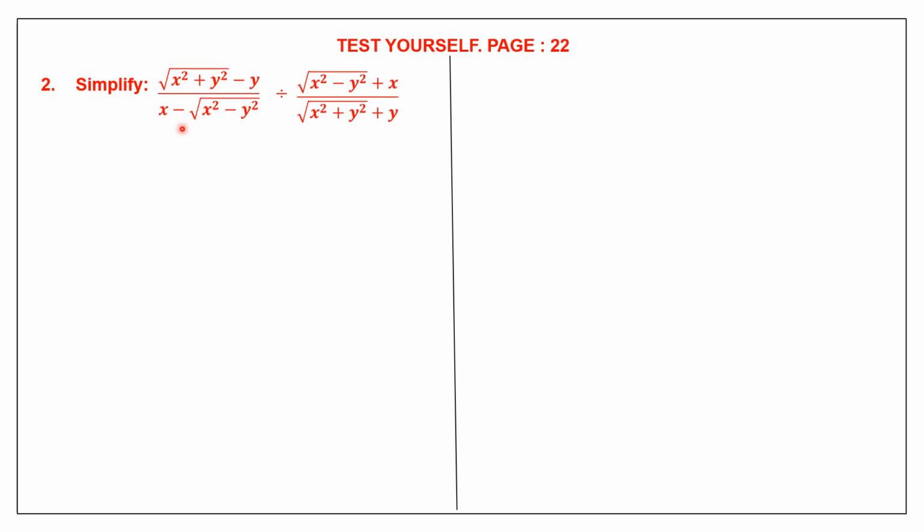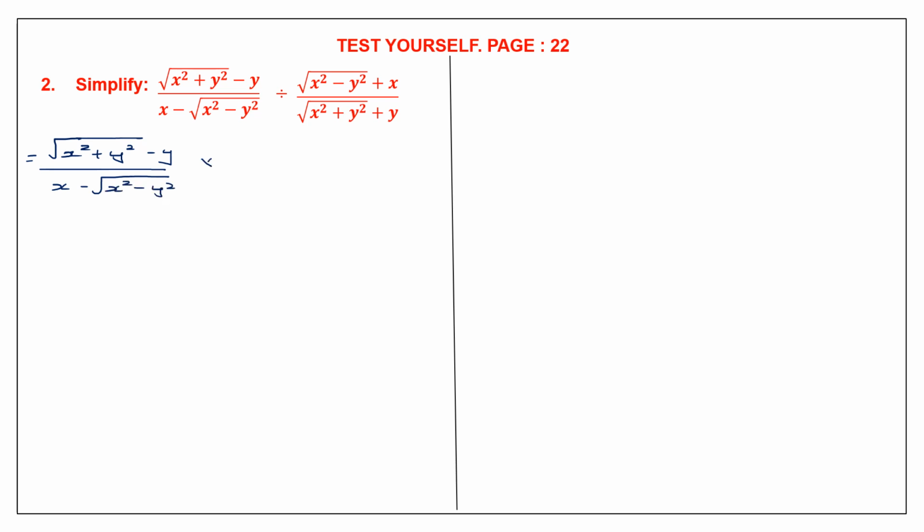The same expression here we're going to rewrite by changing division to multiplication. When we change this to multiplication, we write the reciprocal of this side of the fraction. Okay, so let's do that. So that will be the root of x square plus y square, so that is x square plus y square minus y. This is the first part which remains as it is, x minus the root of x square minus y square.